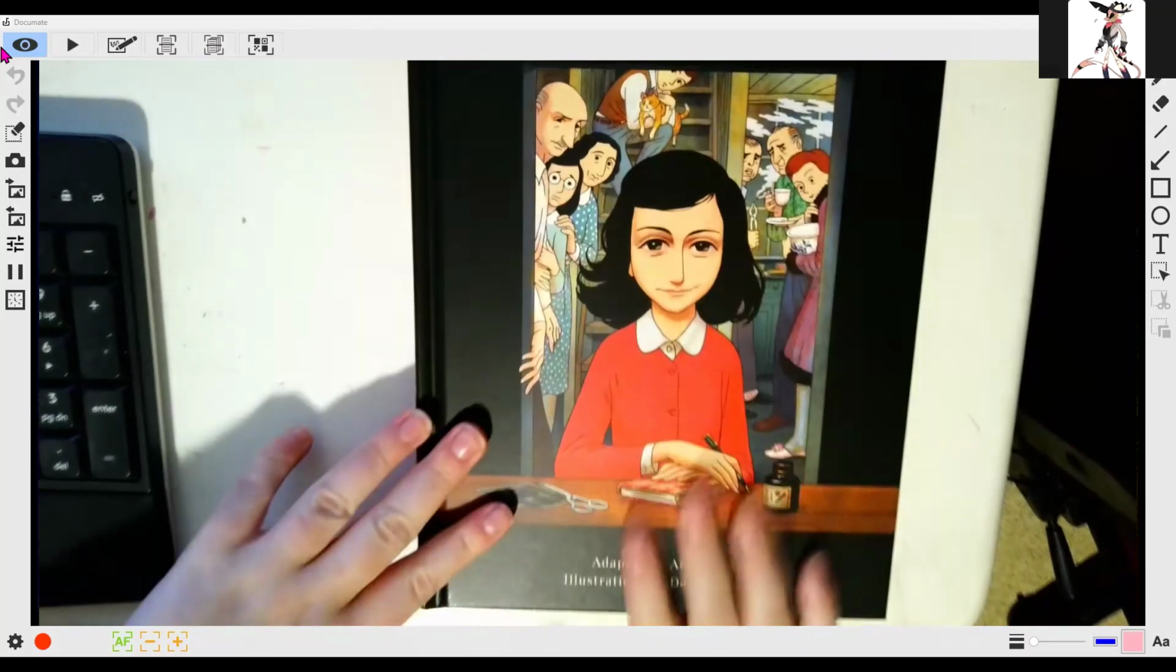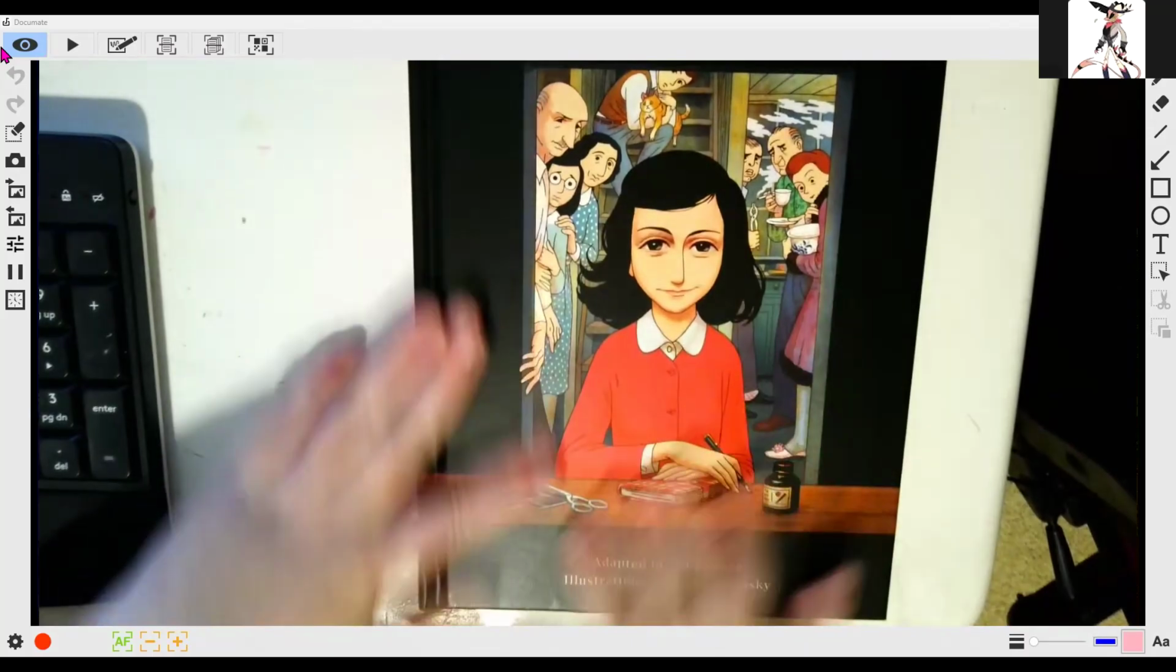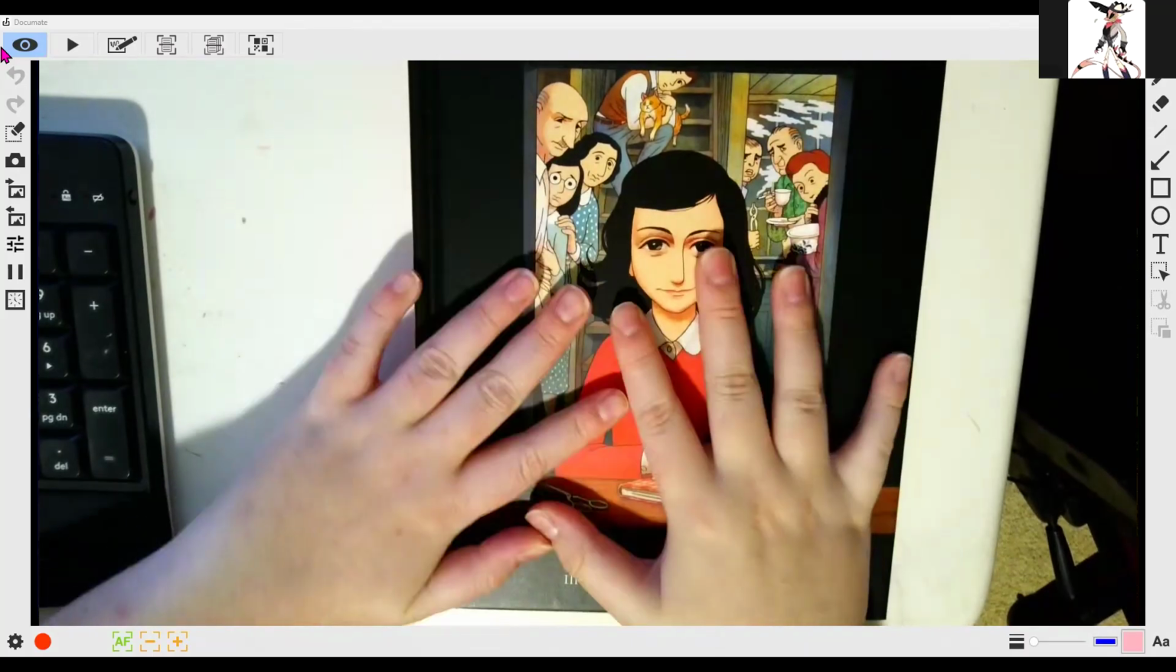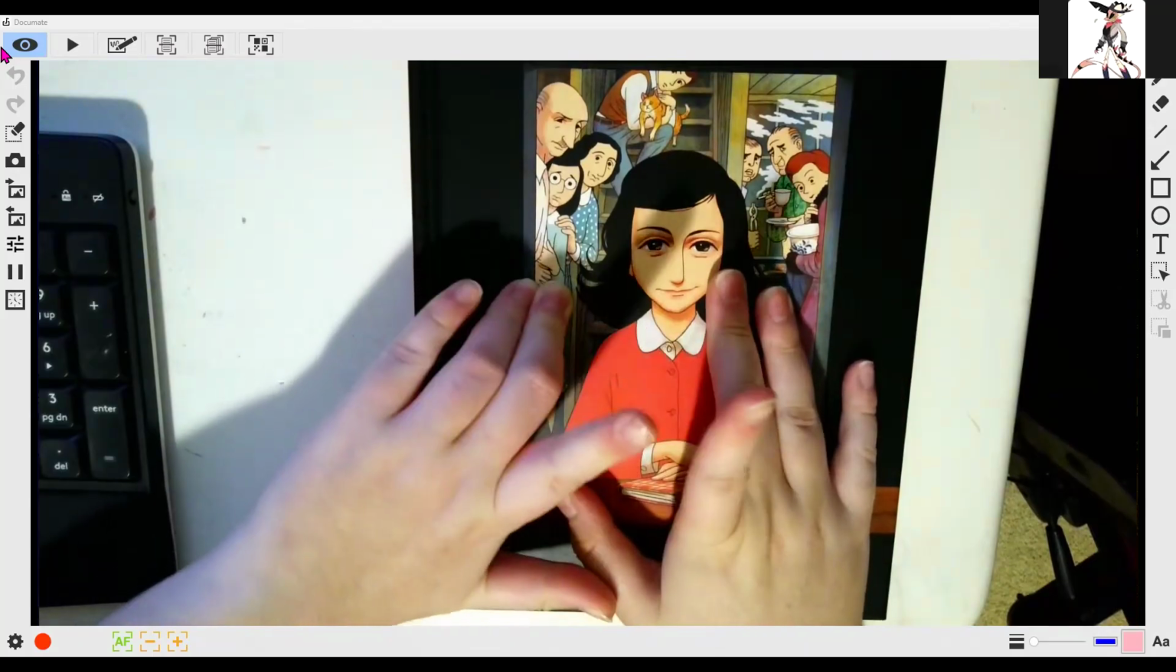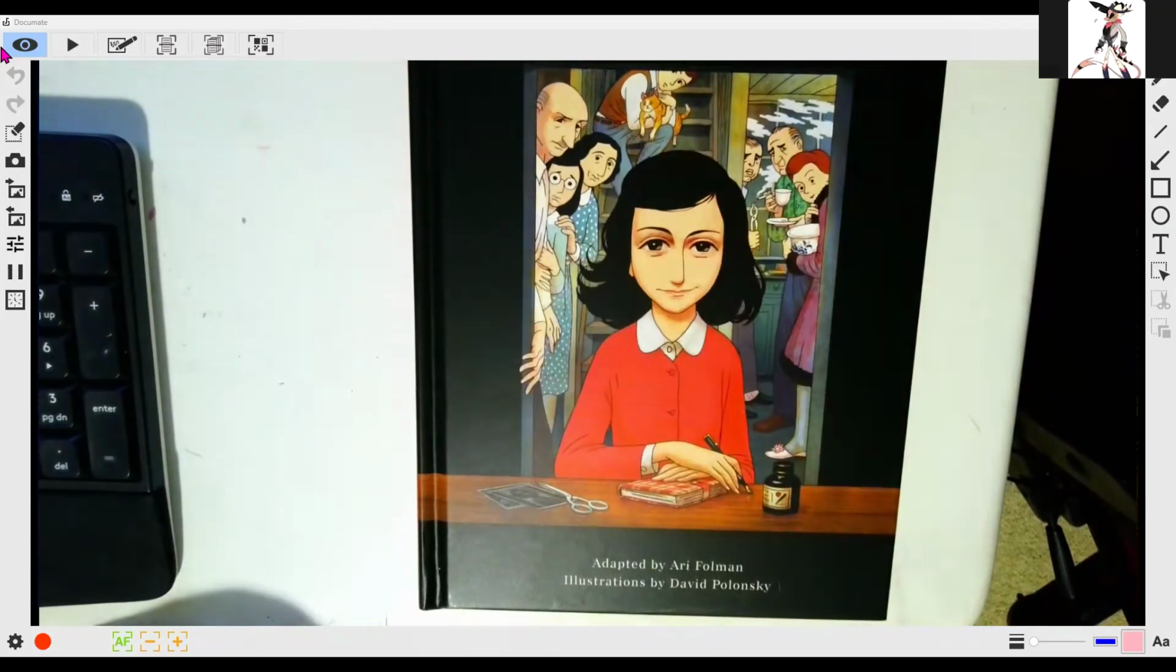So a very, very sad book, but I think it's a good graphic novel to do some arts in, and that's why I chose this unit.